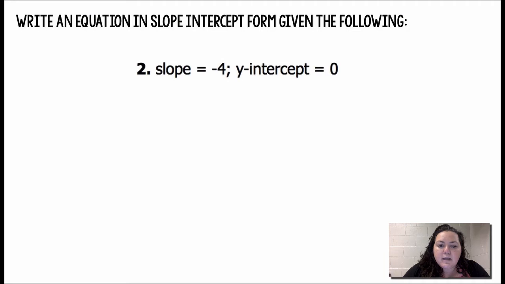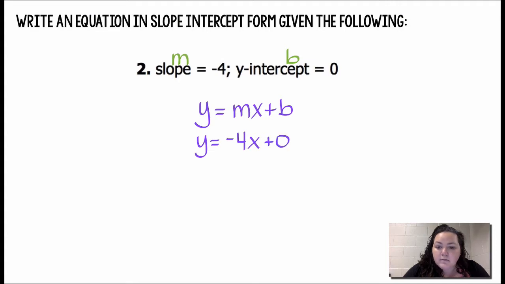The next one, again, they gave me the slope and the y-intercept, so I have m and b. I'm going to plug it into slope-intercept form, which is y equals mx plus b. So it's going to be y equals -4x. I'm plugging in -4 for m, and I'm plugging in 0 for b, so I don't really need that plus 0, so I'm just going to write y equals -4x.